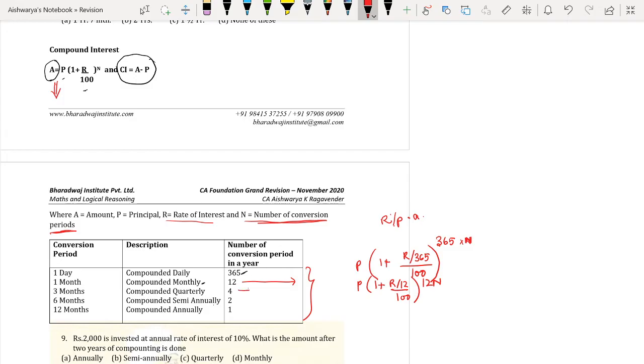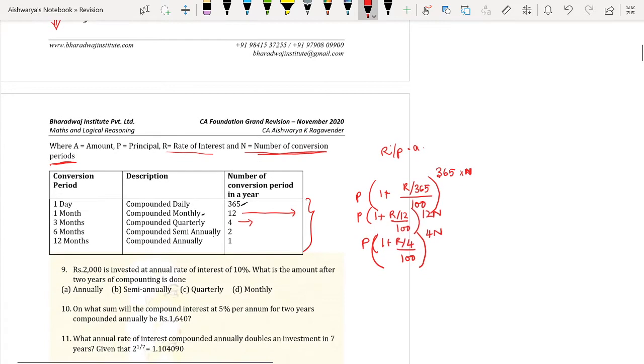Now, the same thing for this. R will become R by 4. P into 1 plus R by 4, the whole thing divided by 100, the whole power 4N. Now coming to this: P into 1 plus R by 2, the whole divided by 100, the whole power 2N, 2 times of N.